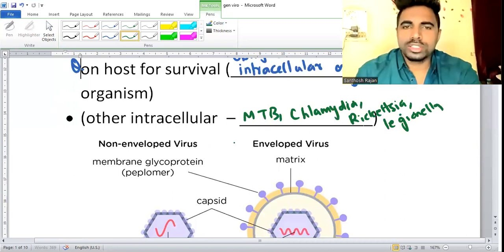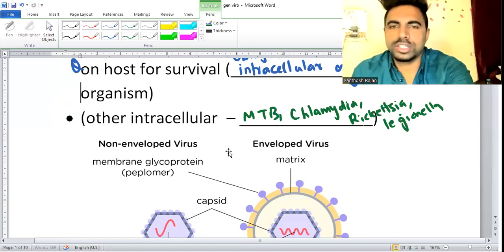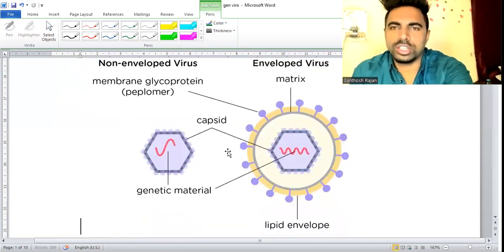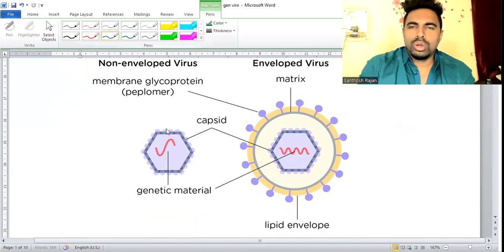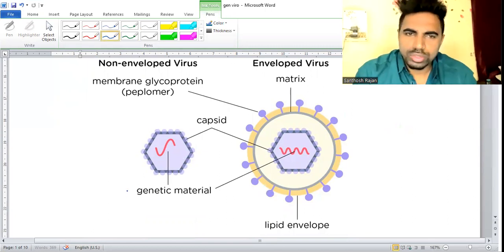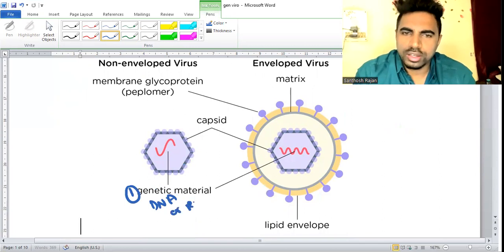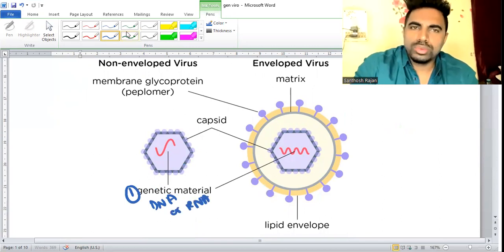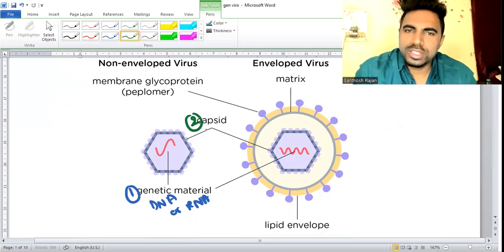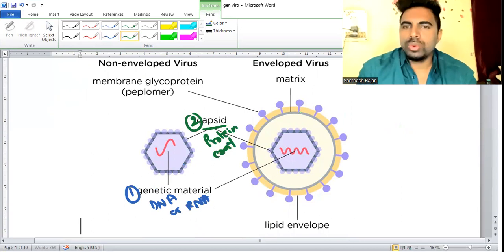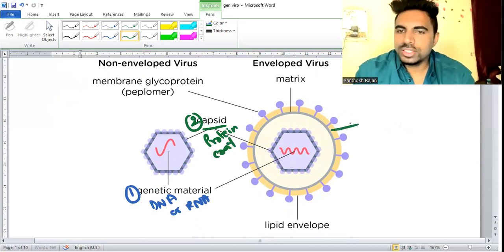Okay, that's it. Now, next, let's come to the virus structures. What are the structures present? There are only three structures. First one is the genetic material, which is a DNA or it could be an RNA. Number two is the capsid. A capsid is simply a protein coat. Protein coat, that's it. And the outer one is the envelope. This is the third part.